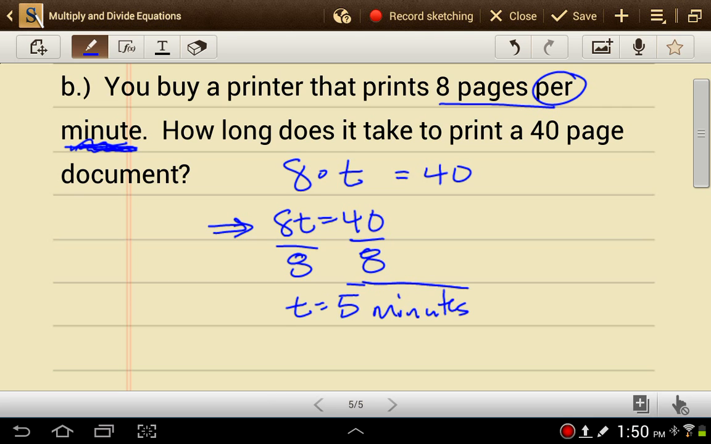And I can always double check my work. Okay, if I'm printing 8 pages per minute and I print it for 5 minutes, that means 8 in the first minute, 16 in the second minute, 24 in the third minute, 32 in the fourth minute, 40 pages in the fifth minute. So 5 minutes is my answer.